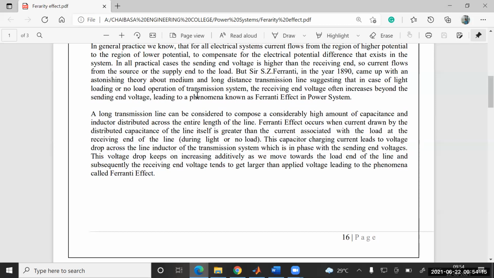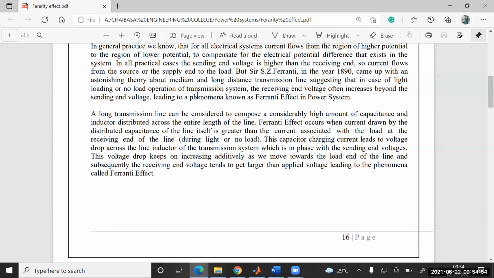The capacitor charging current leads to a voltage drop across the line inductor of a transmission system, which is in phase with the sending end voltage. The voltage drop keeps on increasing additively as we move towards the load end of the line, and subsequently the receiving end voltage tends to get larger than the applied voltage, leading to the phenomenon called the Ferranti effect.